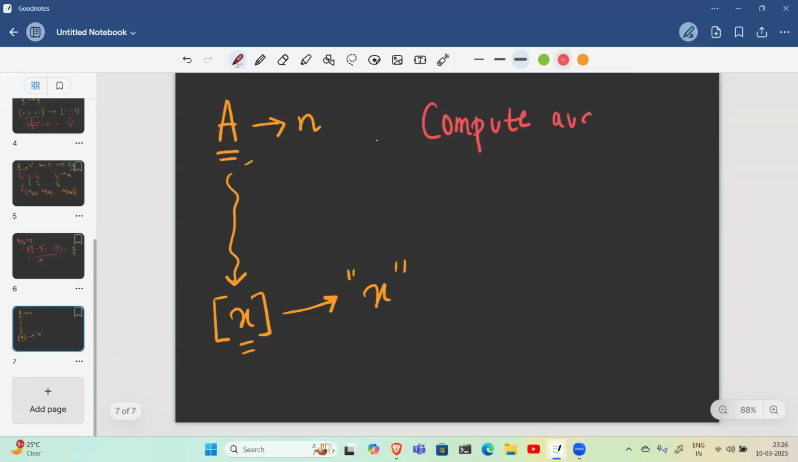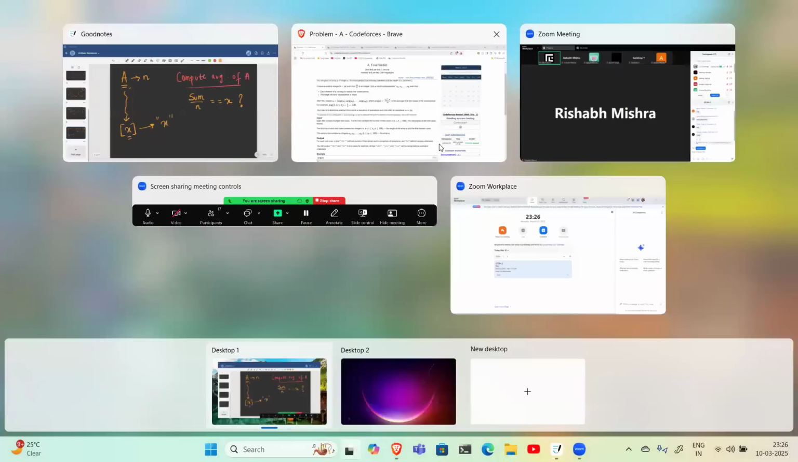So what is compute average of x? Of A. What is average of A? Average of A is nothing but its total sum divided by n. And check, is it equal to x? If it is equal to x, then you print a yes. Otherwise, you print a no. Okay. So let me show you the code once.